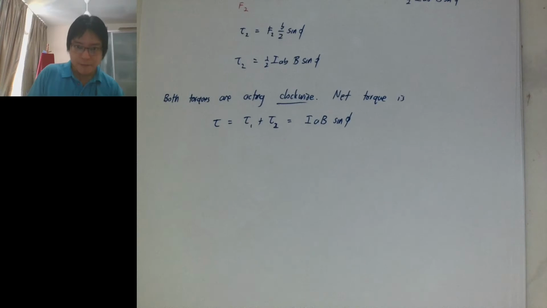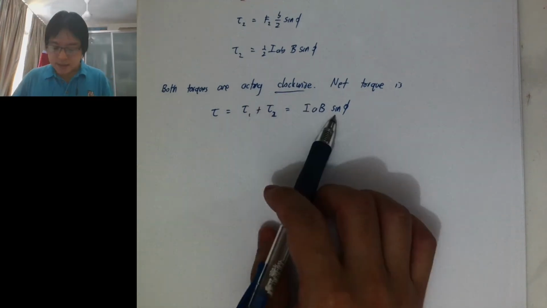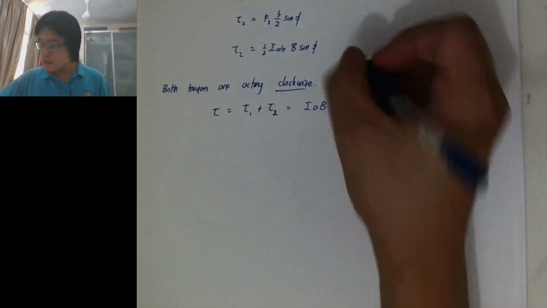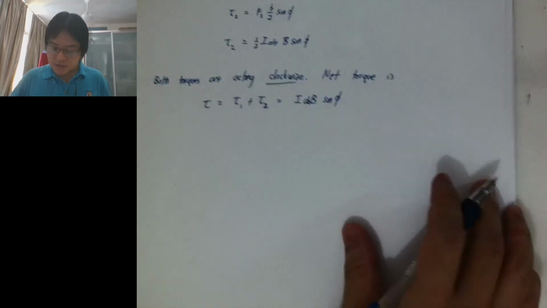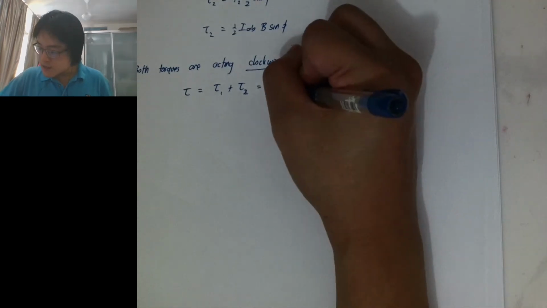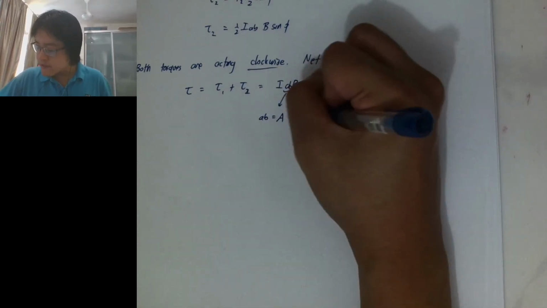Nothing special there. But you notice this, right? This is I A B sine phi, I, little a and big B. So we notice that the ab is actually the area A of the loop.